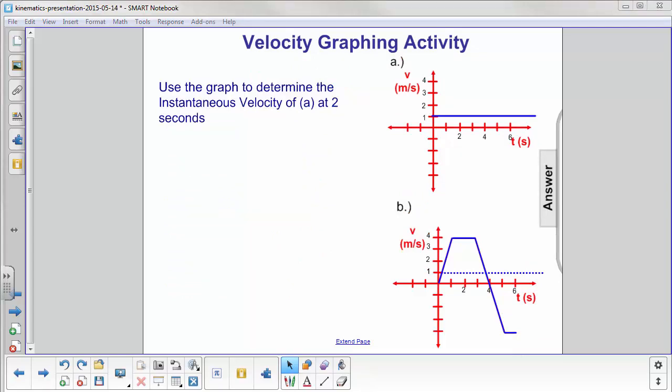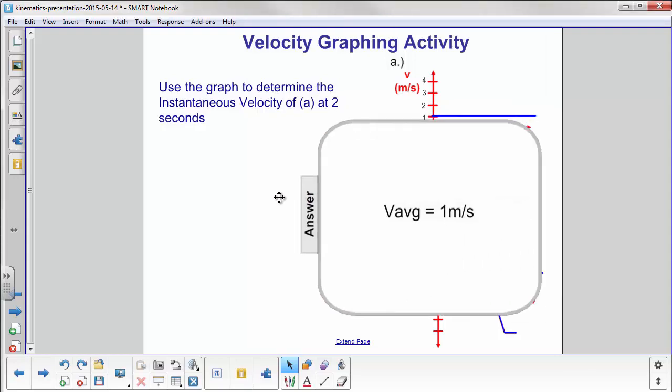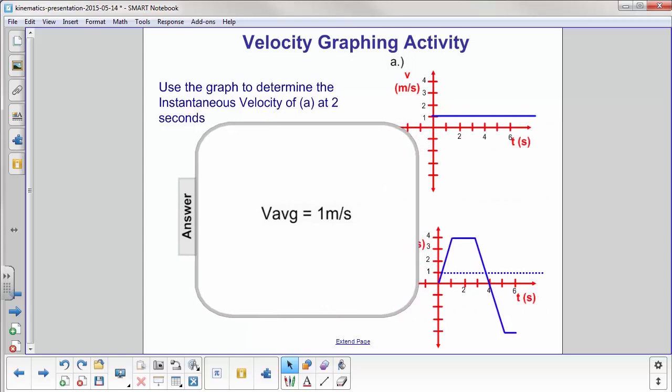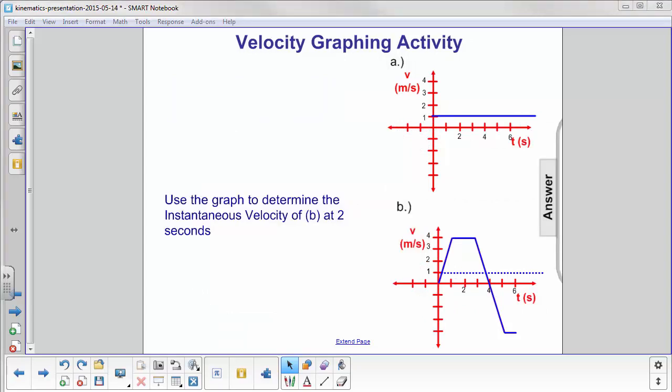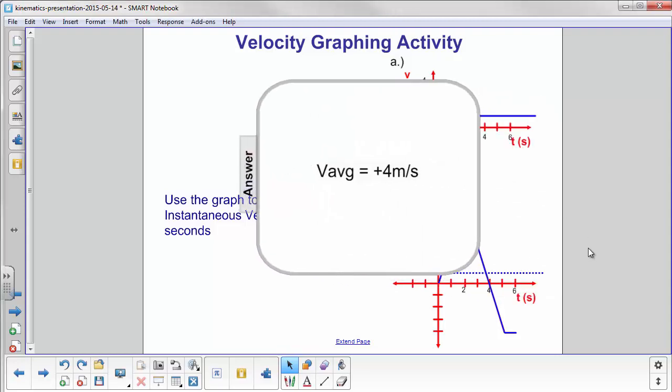Use the graph to determine the instantaneous velocity of graph A at 2 seconds. Well, we just go to 2 seconds here, go up to the blue line. We find that the instantaneous velocity is 1 meter per second. Use this graph to determine the instantaneous velocity at 2 seconds. You go over here to 2 seconds, you go up to the blue line, and you find that your instantaneous velocity is 4 meters per second. And the plus shows that it's positive and moving to the right.